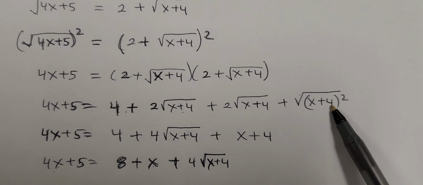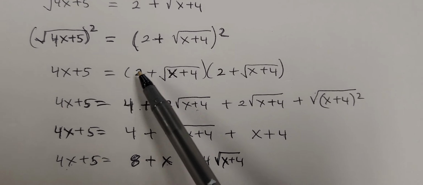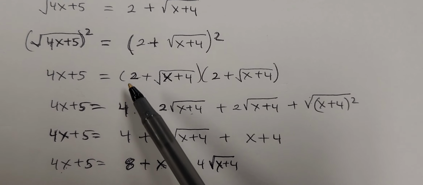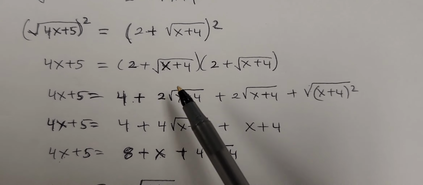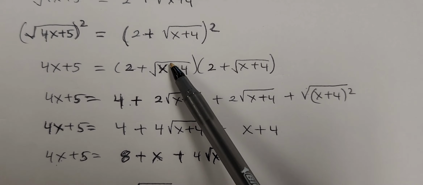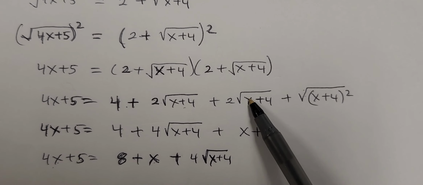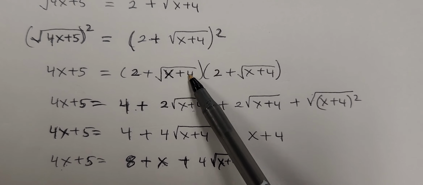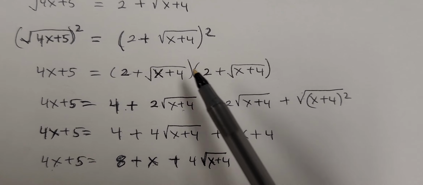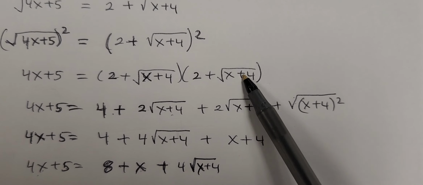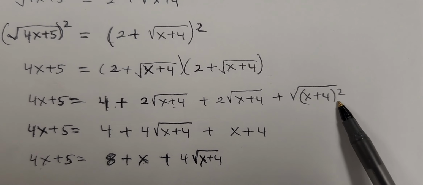So there's 2. Okay, so one more time. 2 times 2 gives me 4. 2 times this is this right here. This times 2 is right here. And then x plus 4, there's another x plus 4. So there's 1, there's 2. So I have x plus 4 squared.